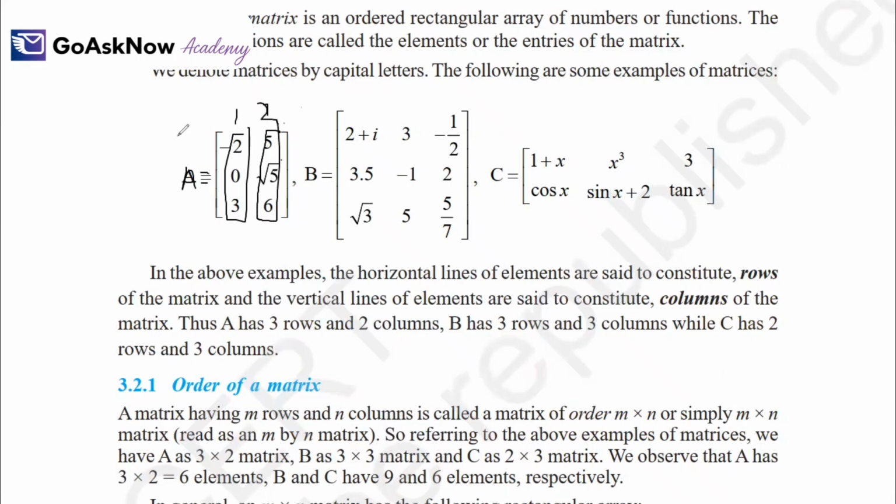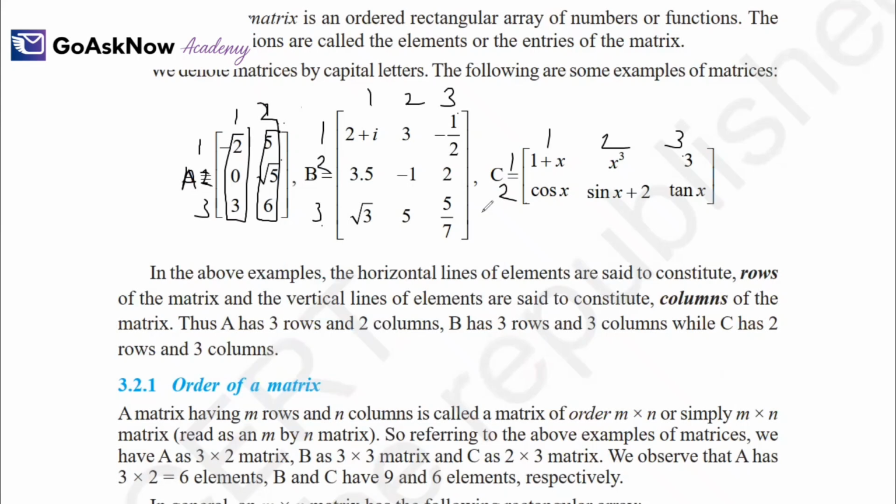So two columns, one, two, and how many rows? 1, 2, 3 are there. Similarly, for B, it is 1, 2, 3 rows and 3 columns. For C, there are 1, 2, 3 columns and 1, 2 rows. Okay. So I hope that you got this point, what the rows and columns actually are. The next thing is, what is the order of a matrix?